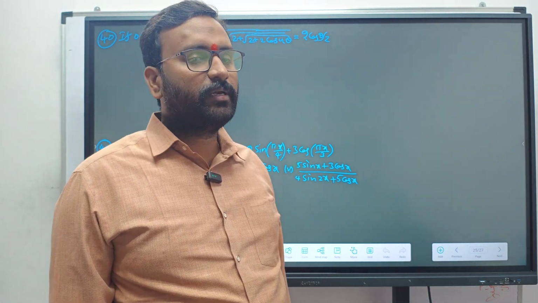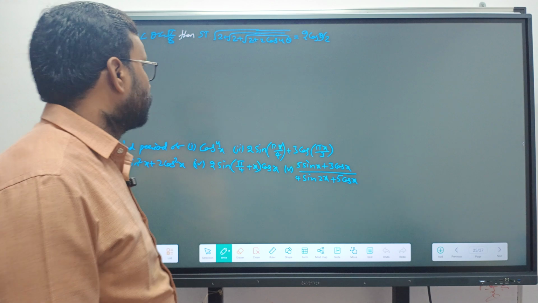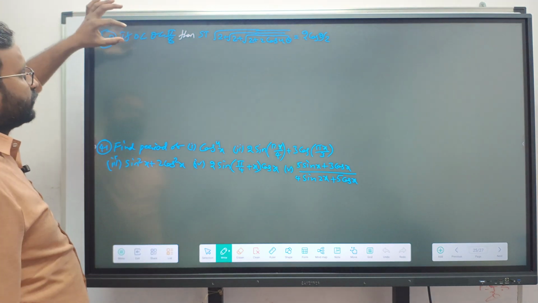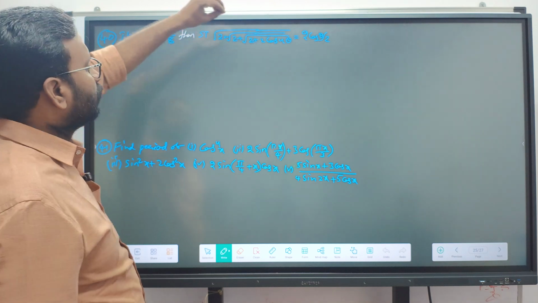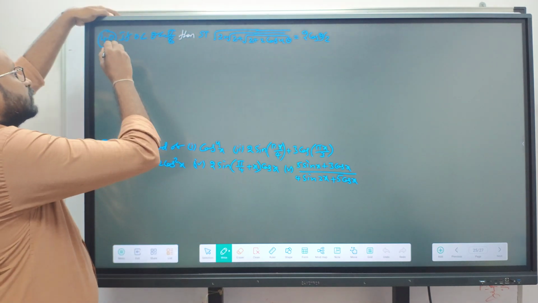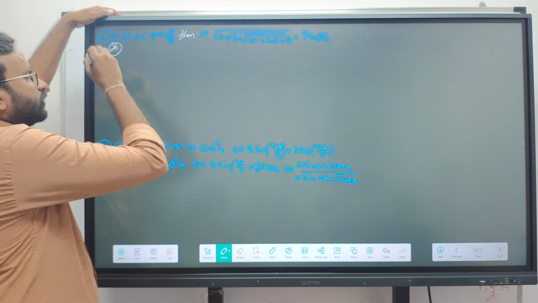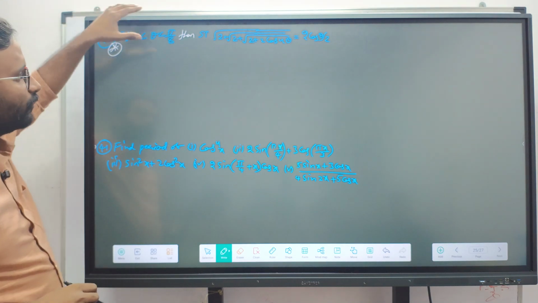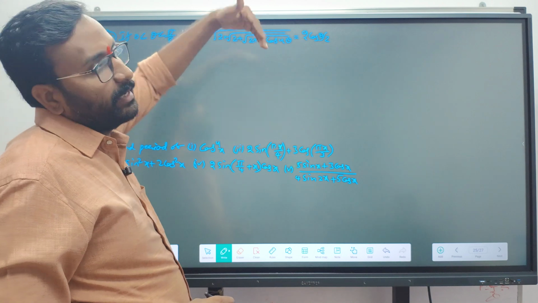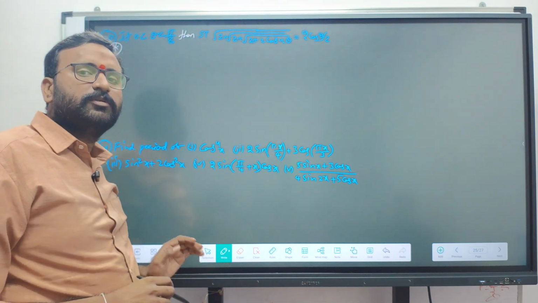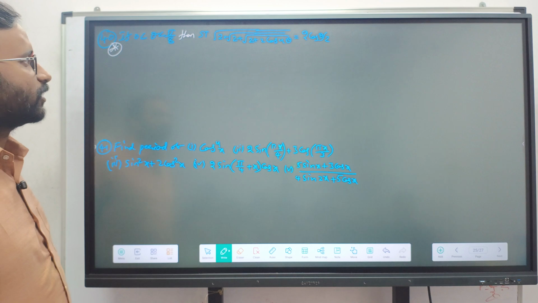Continuation of trigonometry. Next problem. If 0 less than theta less than pi by 8, then show that this is equal to 2 cos square theta by 2, and this is nothing but m times. See here we have 1, 2, 3 times. It may be n times also. So depending on the question we can solve, but the process is the same.